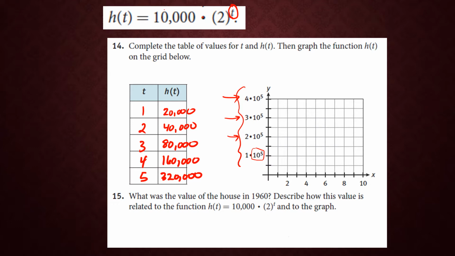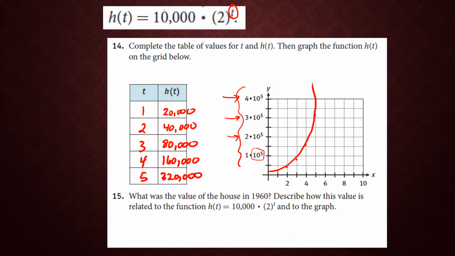So 1 decade would be, let's see, if this is 100, this must be 50, so it'll be about here, and then 40,000, and then the 3rd decade would be 80,000, and the 4th decade would be 160,000, and the 5th decade would be 320,000. So it would be looking kind of like this, because there's lots of years in between there too.